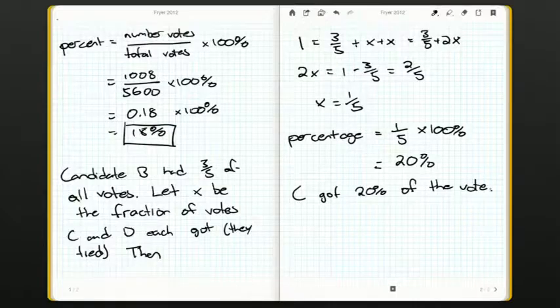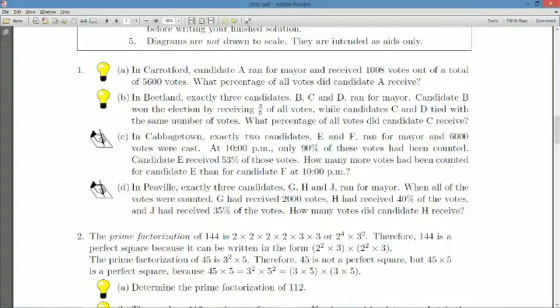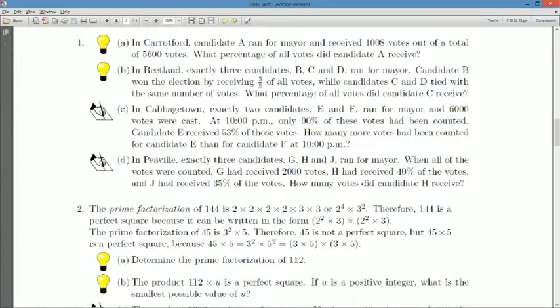So candidate C got 20% of the vote. And we would just put 20% in for our final answer. Okay. C. So we need written style answers here.